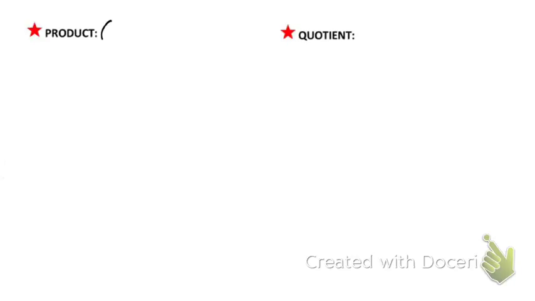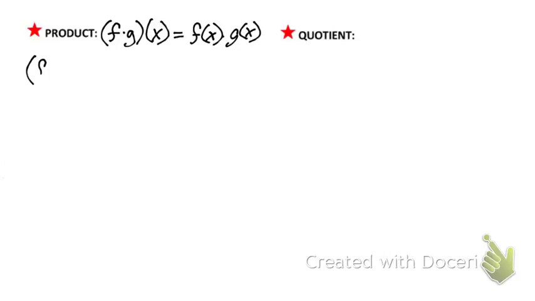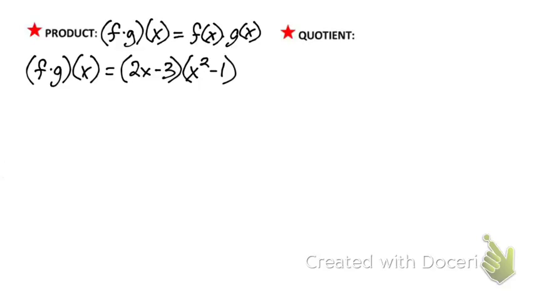Our product is just going to be f times g of x. But that's just saying take f of x and multiply g of x. Unfortunately, I do not have my f of x up there anymore. That's the one problem going to this thing. So let's go ahead and do f times g of x. That old x is going to be f, which is going to be 2x minus 3, times our g of x, which is x squared minus 1.